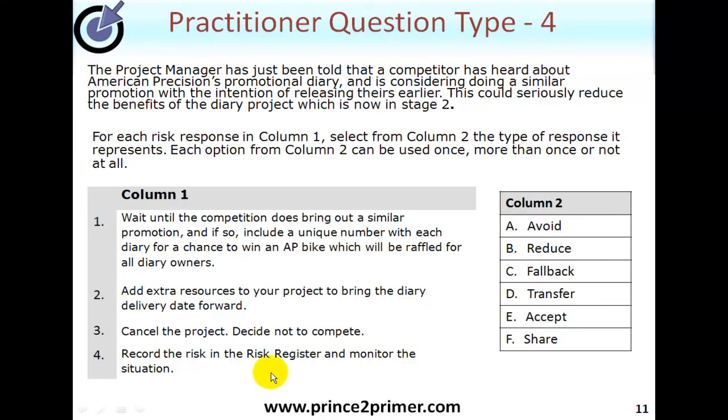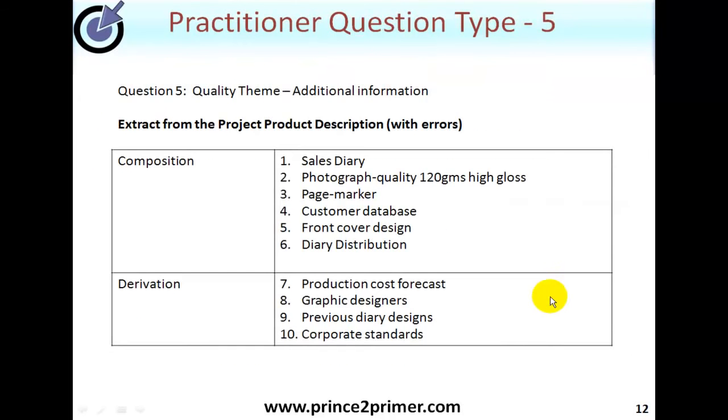Whenever you see a question that's something along the lines of record it in the risk register and monitor the situation, that's your do nothing, which means in this case accept. What I hope you're getting from this is getting used to the scan pattern. You need to read the information first, deal with each question in turn, make a decision, and then shade that in your answer sheet. Here's yet another style of question which you may come across.